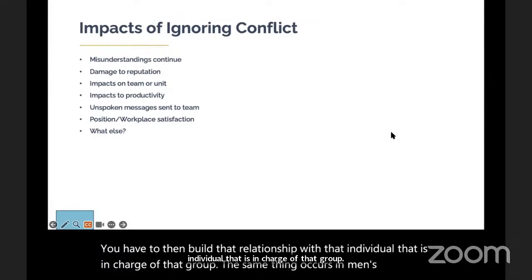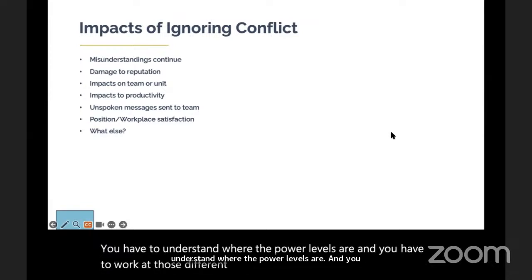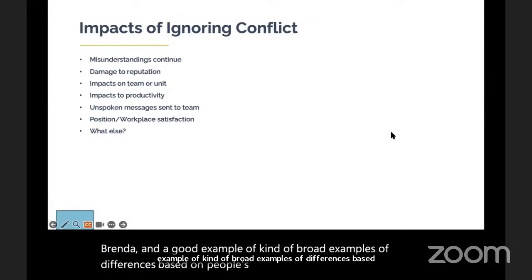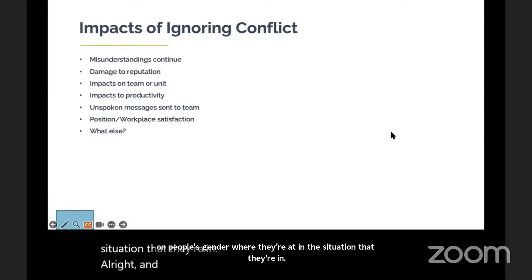You have to understand where the power levels are, and you have to work at those different ones. But that is a beautiful example, Brenda, and a good example of broad differences based on people's gender, where they're at and the situation that they're in. All right. And again, I just want to emphasize this point.